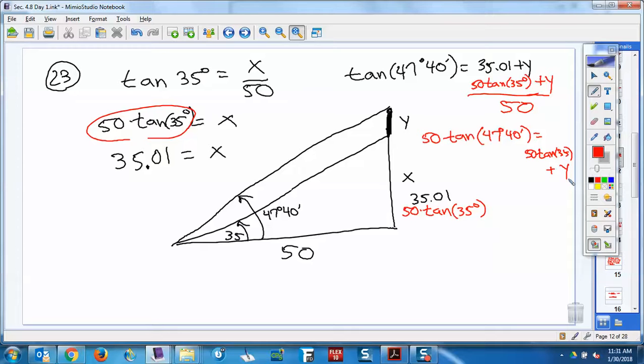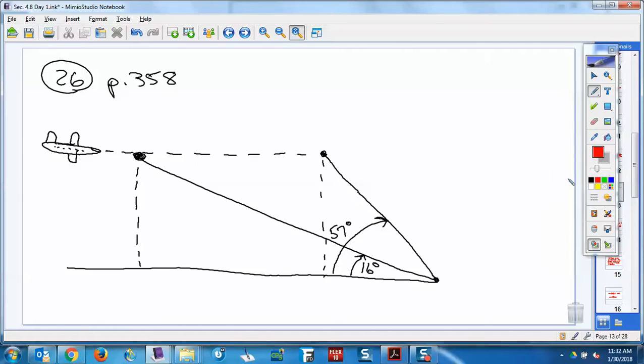So now to get y, all I have to type in is, ready? 50 times tangent 47 degrees 40 minutes. Remember how to do that with your degrees minutes? Close the parenthesis, and then minus 50 tangent 35. Close the parenthesis, hit equals. And then you don't have to worry about any rounding error. Instead of getting the 35.01 and then sticking that in there, and then you have to worry about decimal places and rounding and wrong values. Whatever you get, that's y, then that'd be the steeple. Make sense?